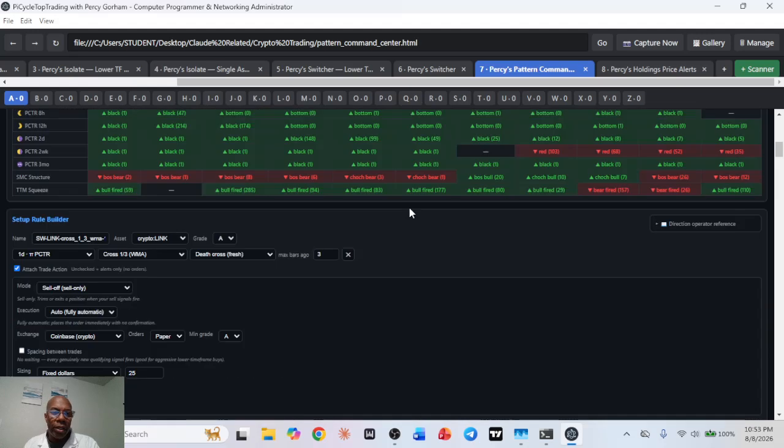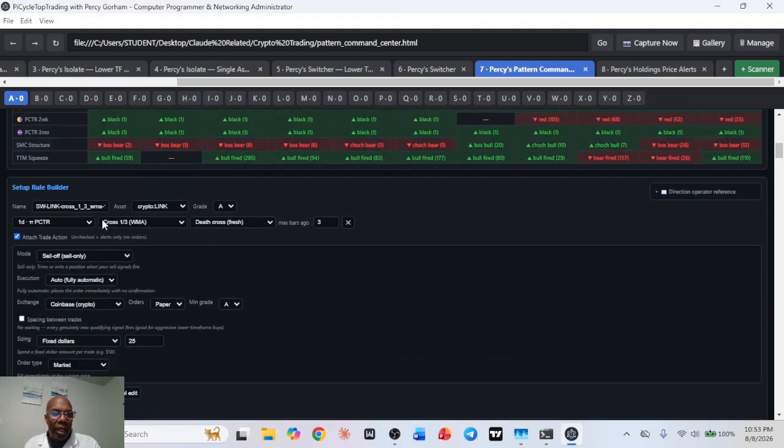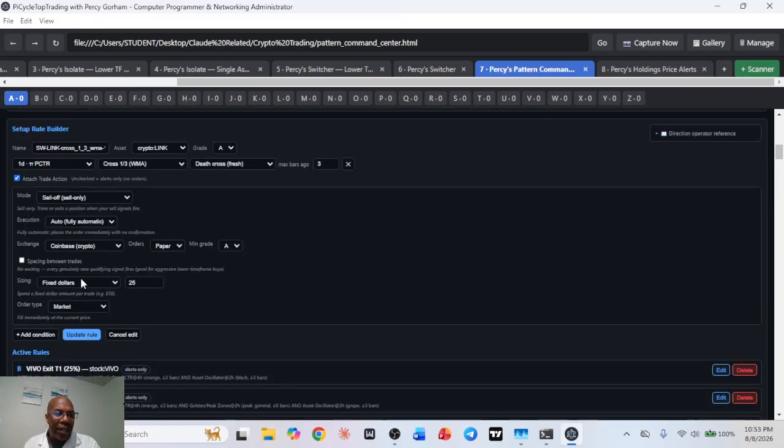Now let's edit and look and see. One day, the 1 and the 3, weighted moving average, death cross has to be fresh, up to 3 bars. Sell, fully automated. Coinbase, paper, we can change it to live. Fixed dollars, 25 or 100% if I would have put it in there or what have you. Or if you knew how many coins you wanted to get rid of, you'd have to know that it's about, I don't know, $6-7 per Chainlink. I'm not sure.